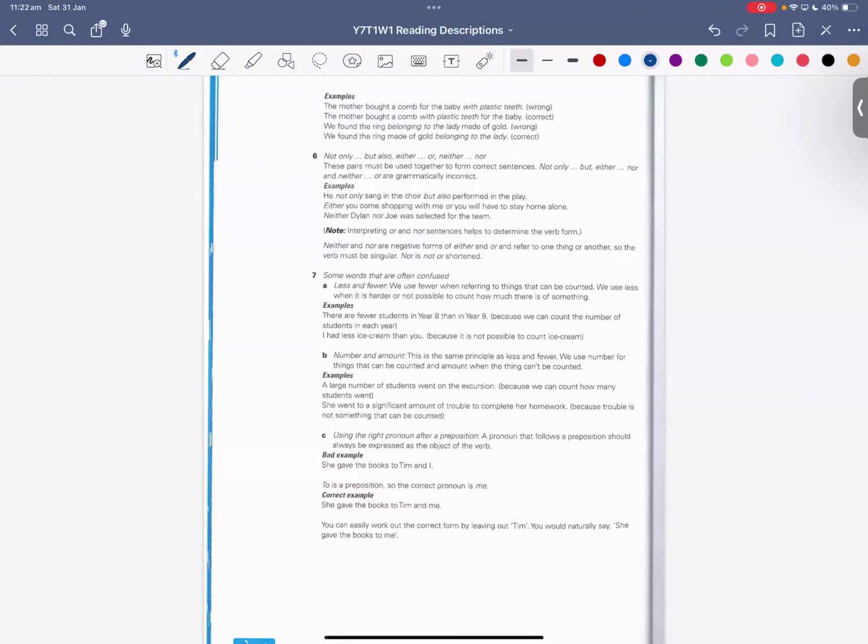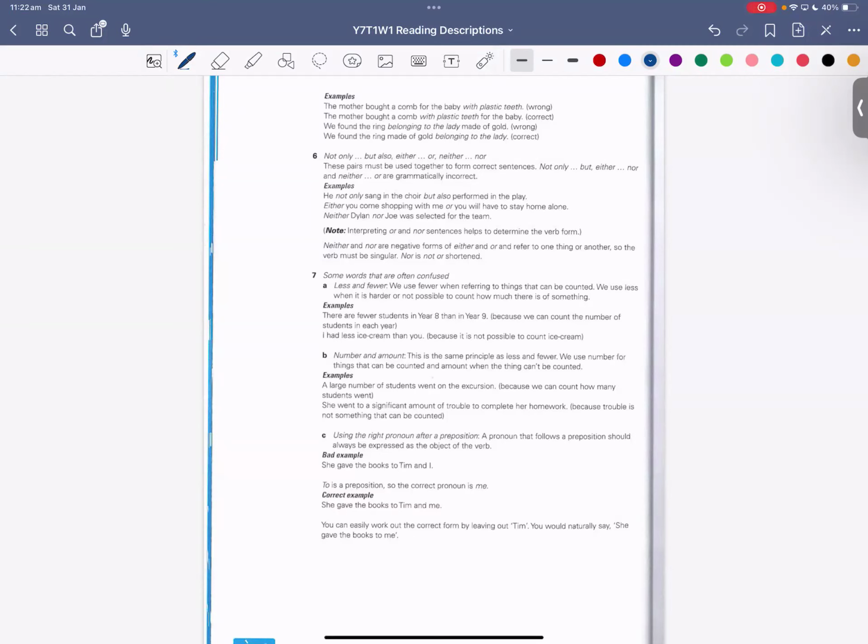Neither, nor or either, or sentences help to determine the verb. Neither and nor are negative forms of either and or and refer to one thing or another, so the verb must be singular. Nor is not or shortened.